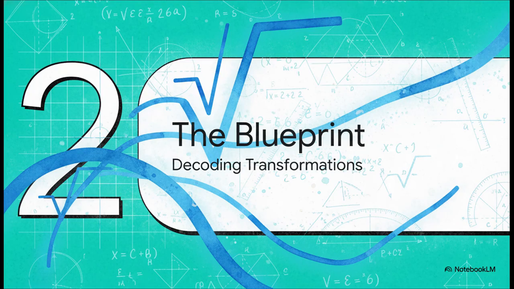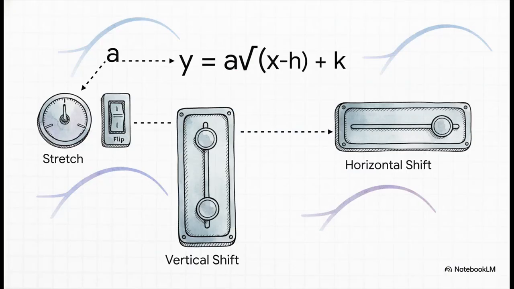All right, so our foundation is solid. Now for the really fun part, the blueprint. There's actually a master formula that acts like a set of instructions for taking that original eyebrow and transforming it into literally any other square root graph you'll ever see. And this is it. This is the master formula. Each of these letters, a, h, and k, is like a control knob, and each one has a very specific job. h is going to control our side-to-side movement, k handles the up and down, and a takes care of stretching and even flipping the graph. Let's break down what each one does.